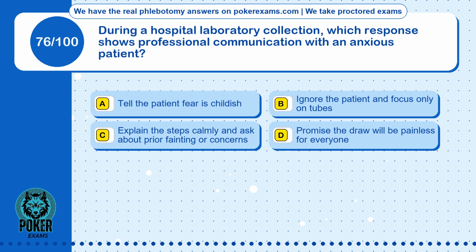Question 76. During a hospital laboratory collection, which response shows professional communication with an anxious patient? Option A, tell the patient fear is childish. Option B, ignore the patient and focus only on tubes. Option C, explain the steps calmly and ask about prior fainting or concerns. Option D, promise the draw will be painless for everyone.